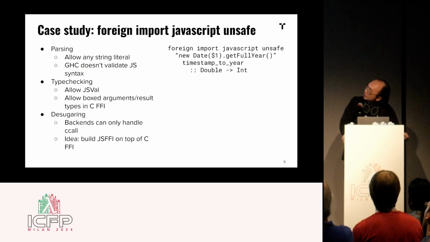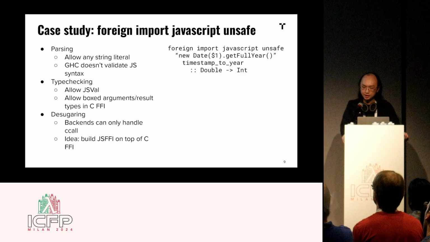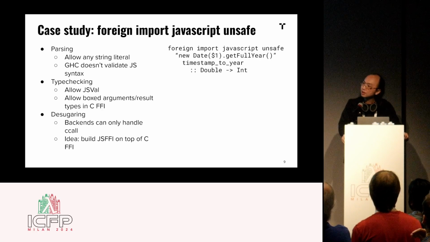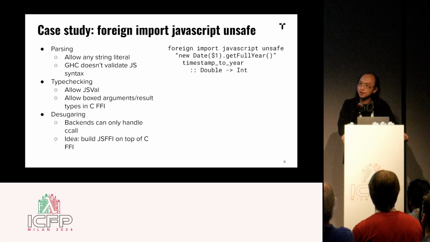So here is a code snippet demonstrating a minimal example of using the JavaScript date API to convert from the Unix timestamp to extract the year component of that Unix timestamp. In the code snippet, we can use $1 or $2 to refer to the first or second function argument. It's pretty much like GHC JS.